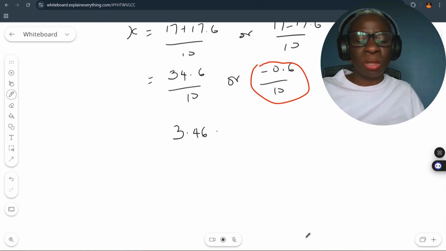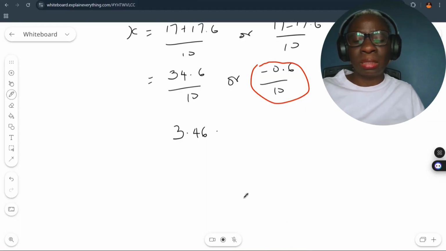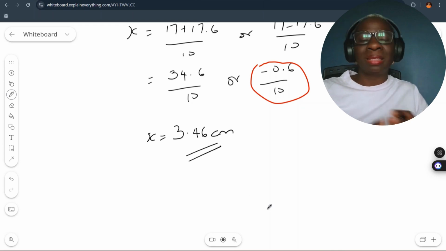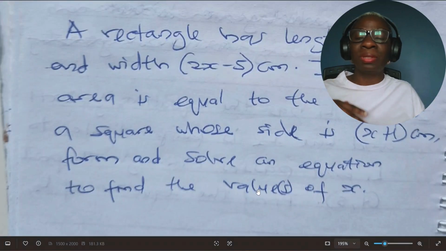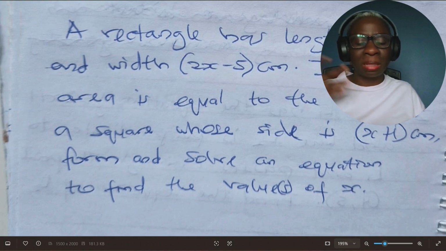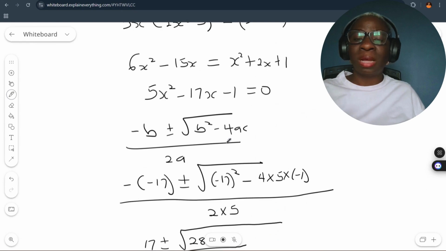3.46. What is the unit that we were given? We were given the unit in centimeter. So x is equal to 3.46 centimeter. And that is how to find x. So when you have a word problem like this, the first thing you need to do is to read and understand, interpret statement by statement, and then solve. So you see, it is as simple as that.